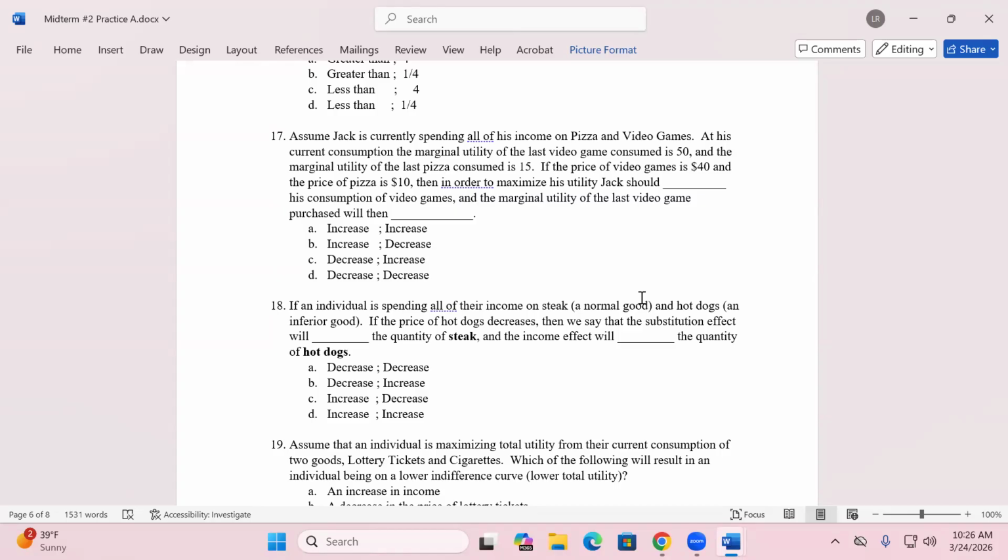So I think the first part of the question was, should I buy more or less video games? Fewer video games. And then as a result, if I buy fewer video games, what's happening to the marginal utility of the last one I bought? It must be going up. And then I could have asked you the same thing about pizza as well, right? So you could have answered either one of those questions. Any questions on this problem?